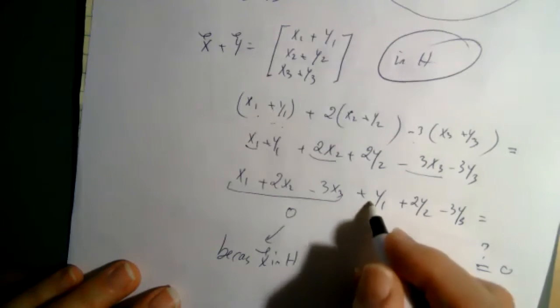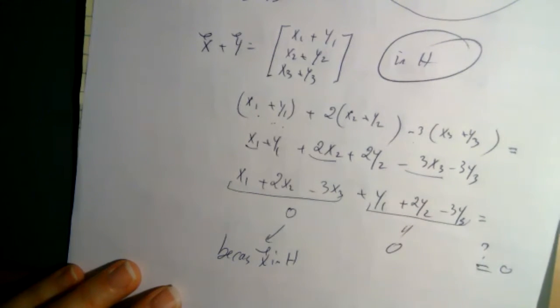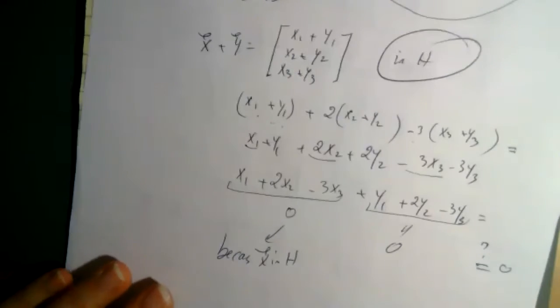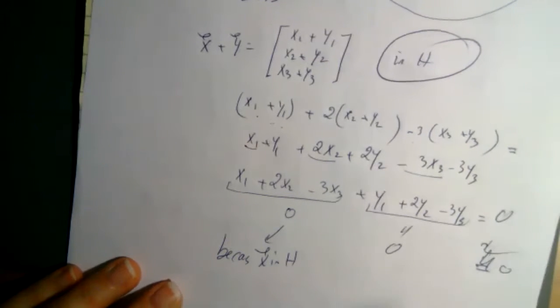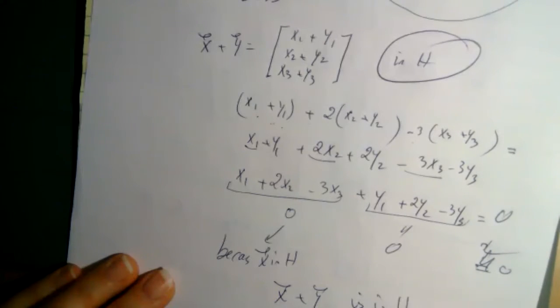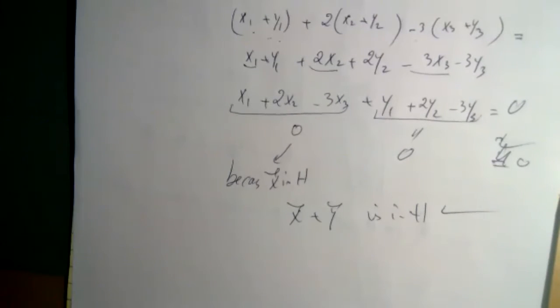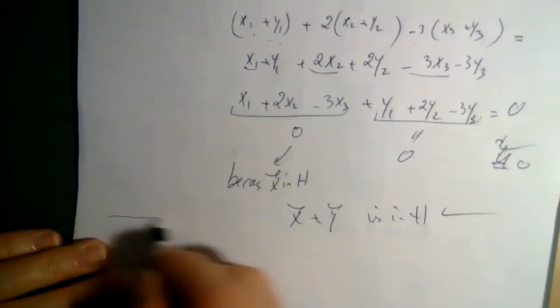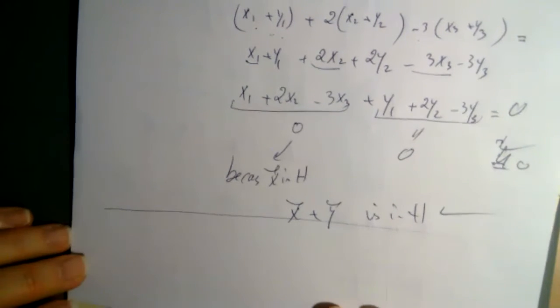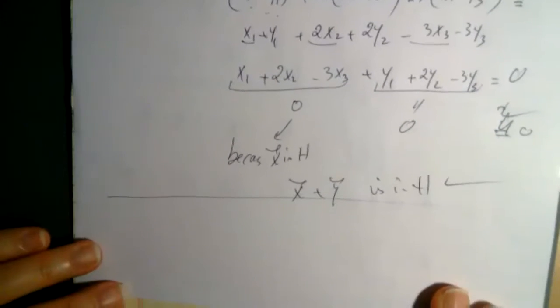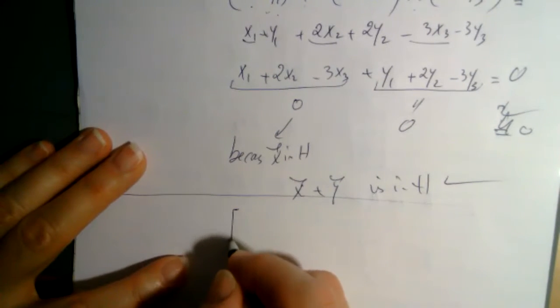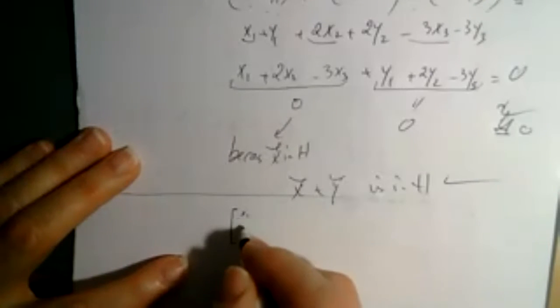So finally, I am right here. This is equal to 0. This is equal to 0 because y is in H. It means the whole thing is equal to 0. So my new vector is in H. Addition is satisfied. Finally, scalar multiplication. Geometrically, we have the intuition. Now, algebraically, we are proving it. So finally, the scalar multiplication.